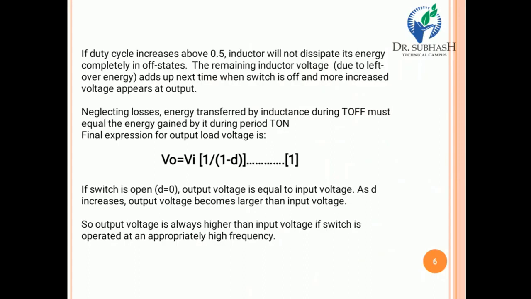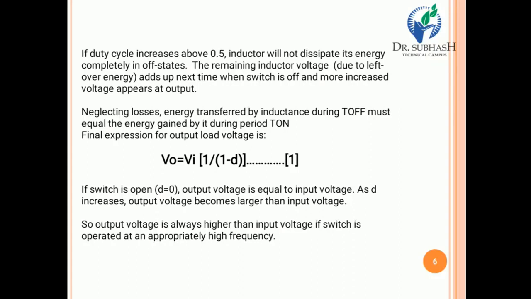Now if the duty cycle is increased above 0.5, the inductor will not dissipate the energy completely in the off state, right? So the remaining inductor voltage adds up for the next time when the switch is off, and the output voltage increases further. So dear my students, if we neglect the loss, the energy transferred by the inductance during T off must be equal to the energy gained by it during the period T on.